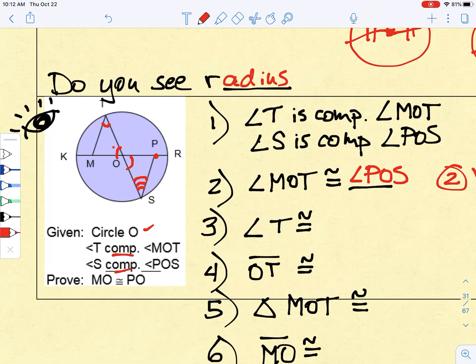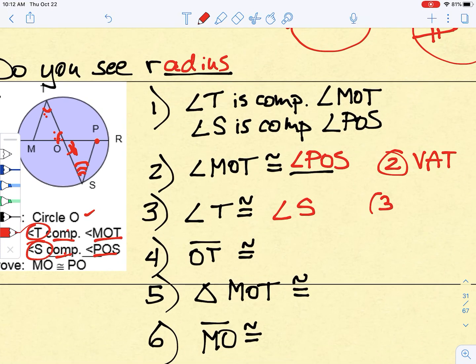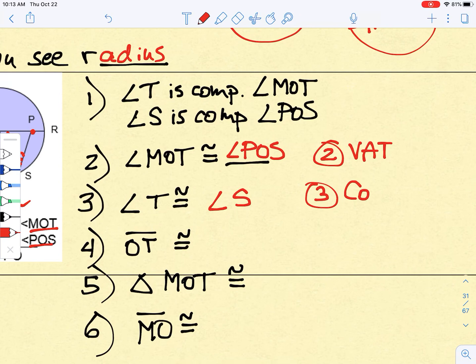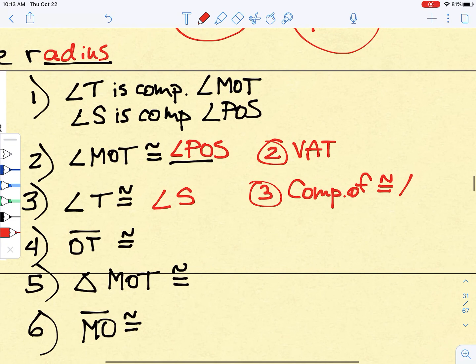All right? Now, if those 2 angles are complementary to their corresponding ones in the problem, then the complementary ones have to be congruent as well. So angle S and T, because they are complementary to 2 angles that are congruent, they would need to be congruent as well. So, complementary of congruent angles theorem.